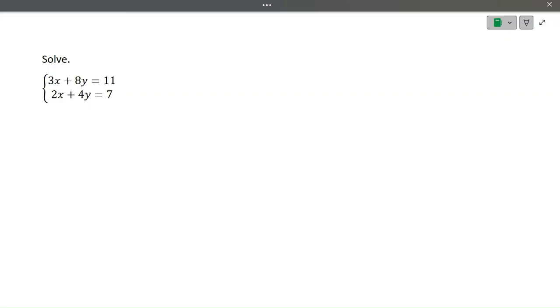I have a system here, and my first step is to decide: do I use substitution or elimination? When I look at these equations, if I use substitution, I know I'm going to have to get one of the equations isolated for x or y, and the numbers are just not great. I'm going to end up with fractions. I love fractions. I find that most students do not. So I am going to use the elimination method instead. So we are using elimination for this problem.